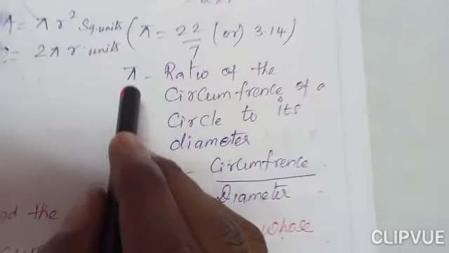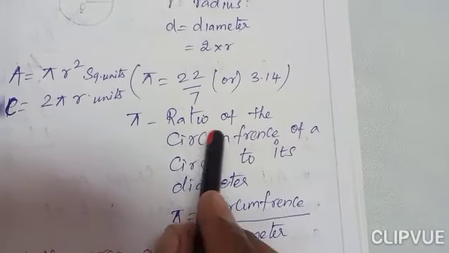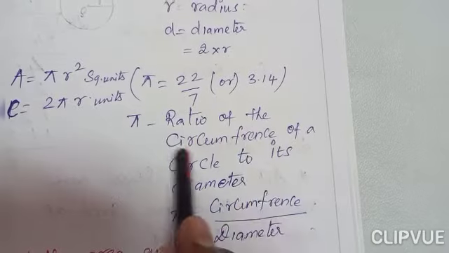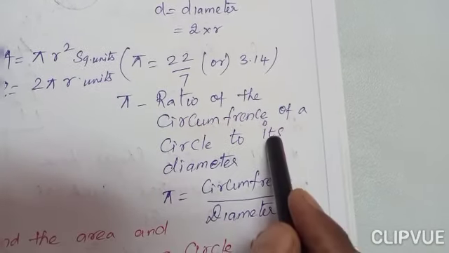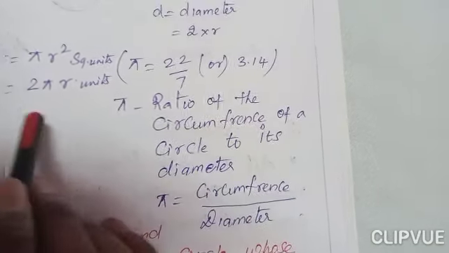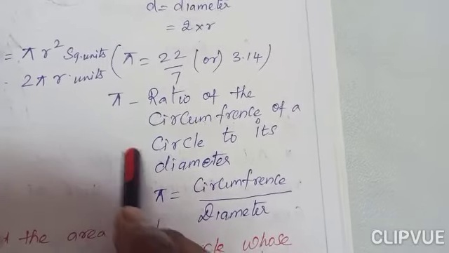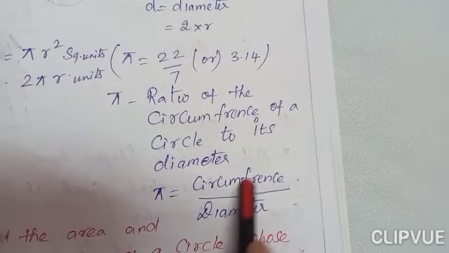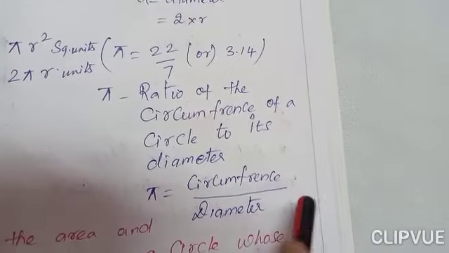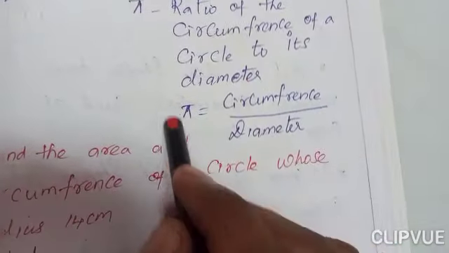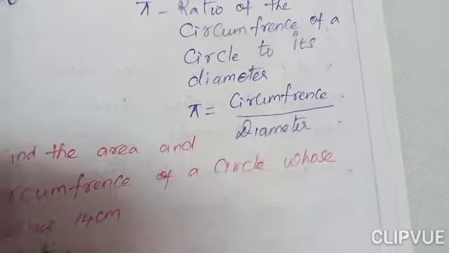How do we get the pi value? Look here, the ratio of the circumference of a circle to its diameter. This is the only formula to find the value of pi. Pi equals circumference divided by diameter. I am going to explain this through one sum.